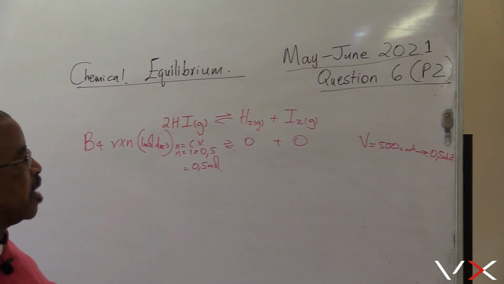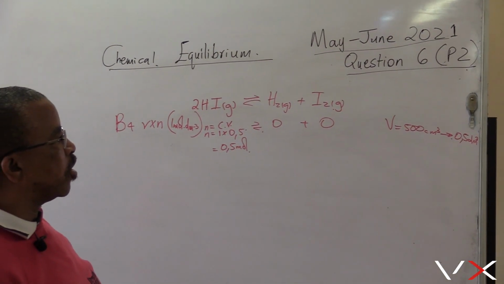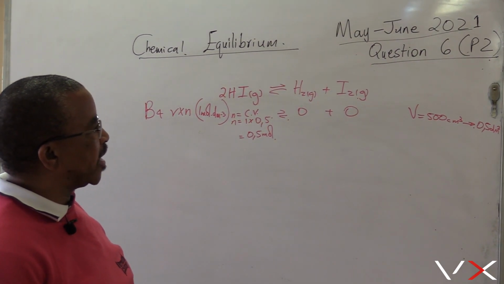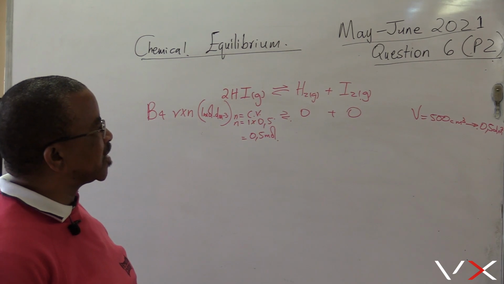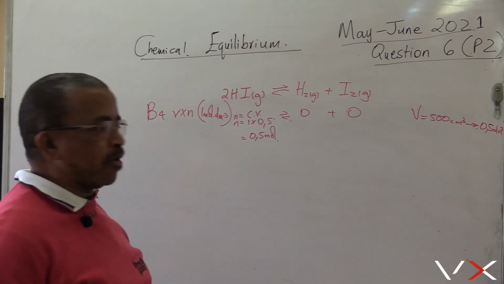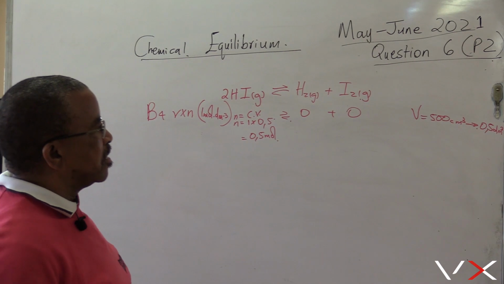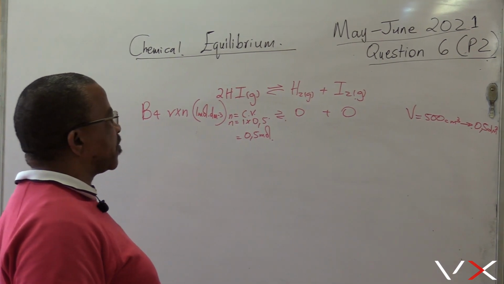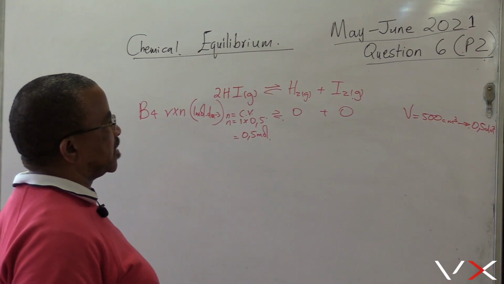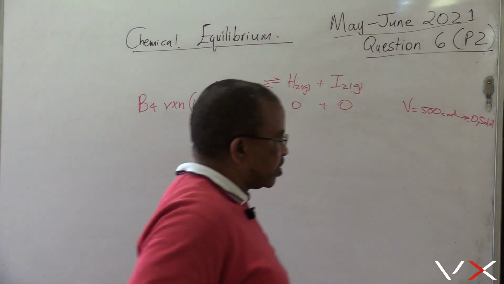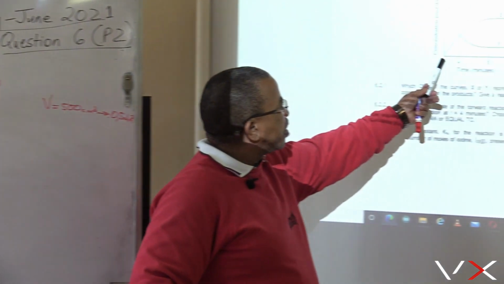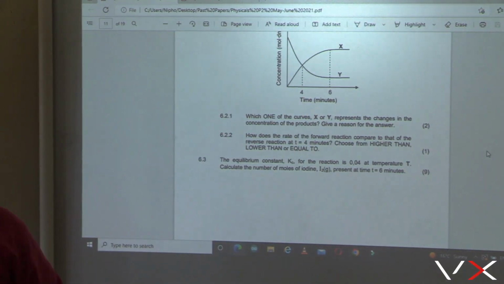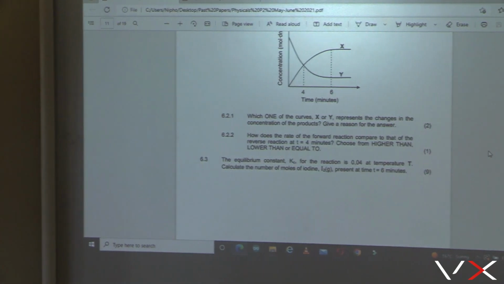Which one of the curves, X or Y, represents the change in concentration of products? It's X. Give a reason for the answer. Initially products were not present, hence it starts from 0. As the reactants decrease, the products increase. So we have that.